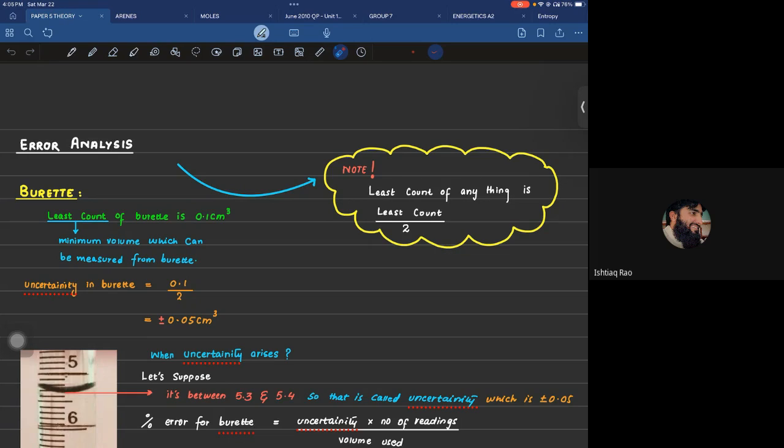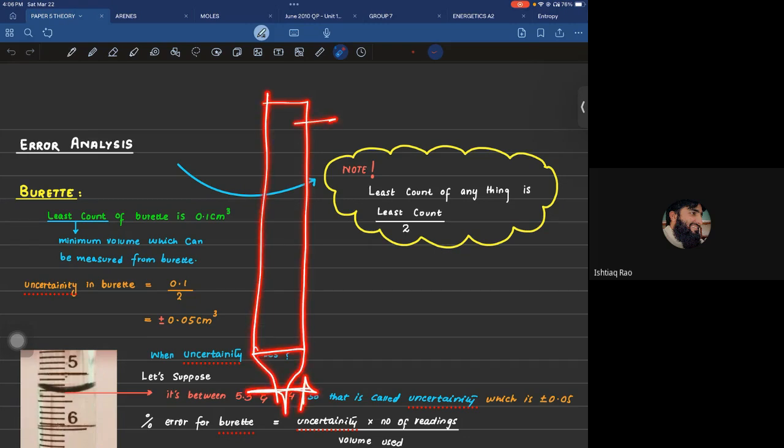After this, we have to do error analysis. In a paper, for sure, you will see this question. It's related to error. In the lab, when we use a burette, you will see that a burette consists of 50 centimeter cube in total. This is the burette. So the total size of a burette is 50 centimeter cube.